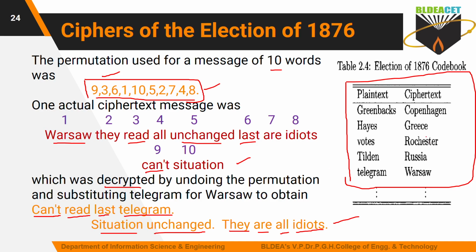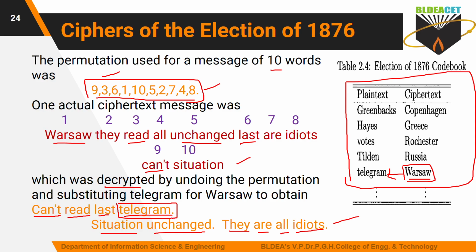So Varsha is a ciphertext in your code book here. If you want to decrypt, you have to decrypt it as a plain text. So for that ciphertext, what is your plain text? Telegram is the plain text here. Yes, that's why the Varsha message is substituted by the word telegram here.